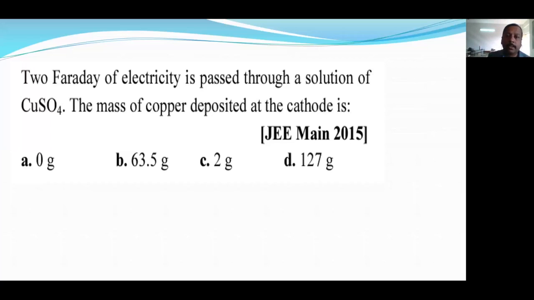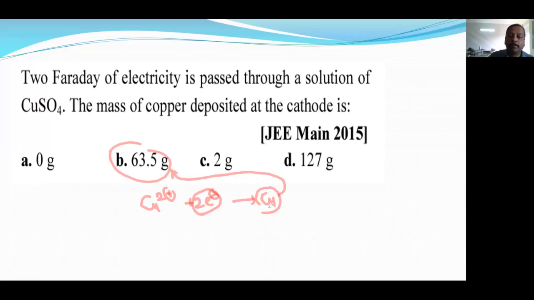2 Faraday of electricity passed through the solution of copper sulfate, mass of copper deposited. It is a very, very simple question, but tricky. Answer very carefully. Okay, answer is very simple. It is B option. Understood? See, Cu2+ plus 2 electrons gives Cu. So that means 2 Faraday will give you 1 mole. 1 mole mass is 63.5.